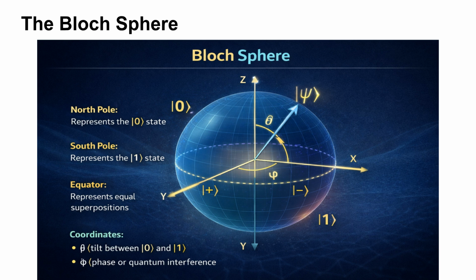The Bloch sphere visualizes a qubit state. The north pole is |0⟩. The south pole is |1⟩, and the equator represents equal superpositions. Coordinates theta and phi define the exact position of the quantum state.